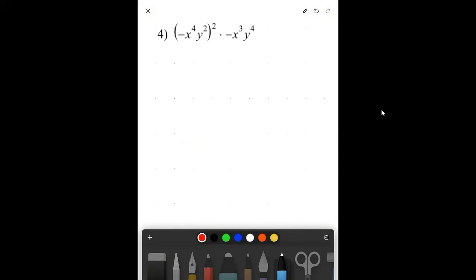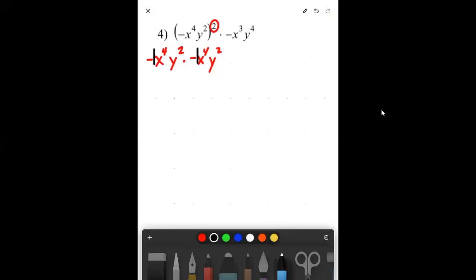All right, so now we got to get rid of this exponent. We're going to expand it. So that's telling us that we're going to have 2 copies of everything that's inside the parentheses. So it's going to be a negative x to the 4th, y squared, and then multiplied times a negative x to the 4th, y to the second. Now, I'm going to add a coefficient because they do have it. So this is going to be a negative 1. This is also going to be a negative 1.